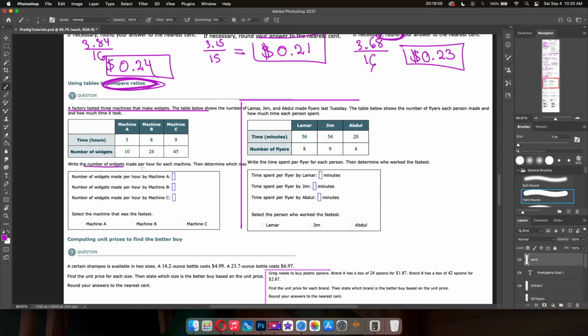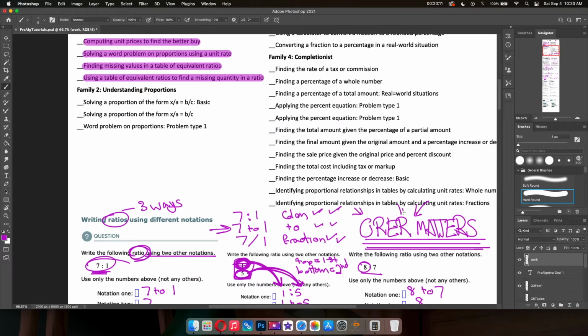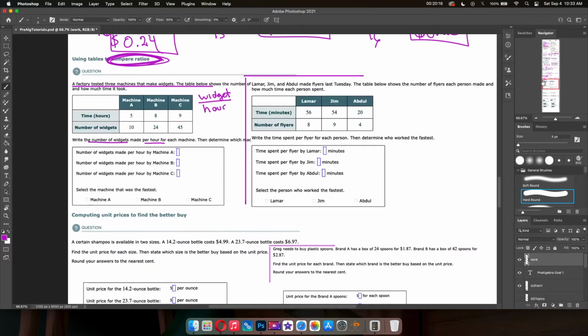Number of widgets per hour. So that means the number that goes with your widget goes on top, and then your hour goes on the bottom. Because again, and I will say it until I'm blue in the face, order matters. So when we're going down to machine A, what's the number of widgets? 10. What's the number of hours? 5. And I don't even need a calculator for that. What's 10 divided by 5? 2. There's our first one.